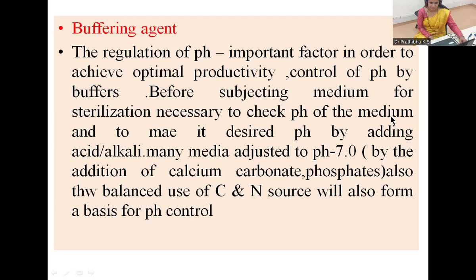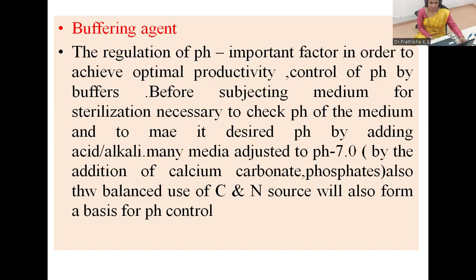Before subjecting the medium to sterilization, it is necessary to check the pH of the medium and adjust it to the desired pH by adding acid or alkali. Okay, that is very, very important. Before and also during the process, one has to adjust the pH. Nowadays almost all bioreactors are automated. Acid and base reservoirs will be there, and the pH will be checked automatically.